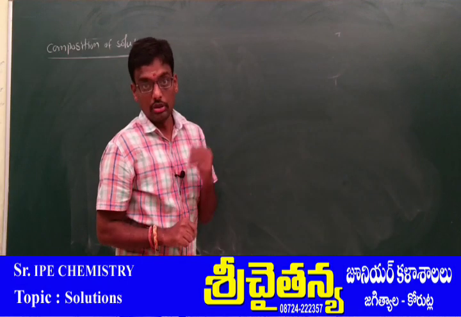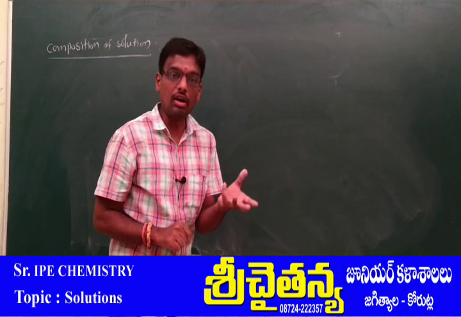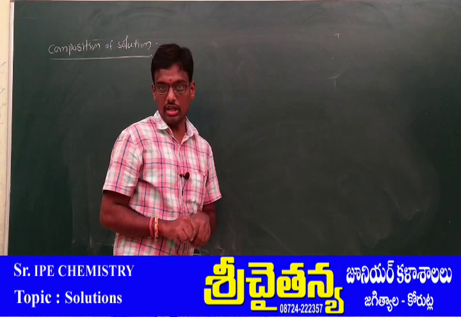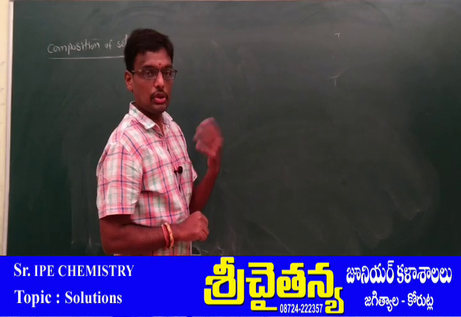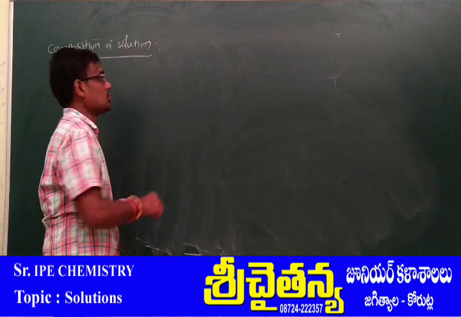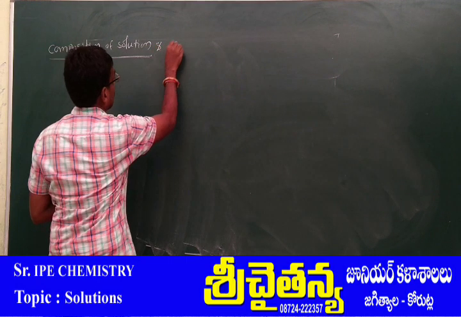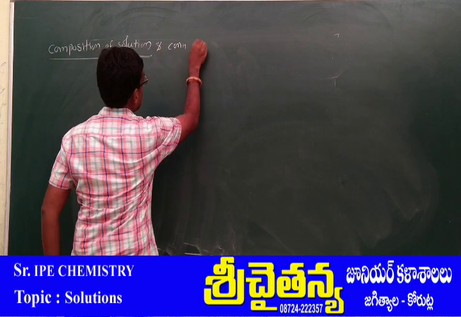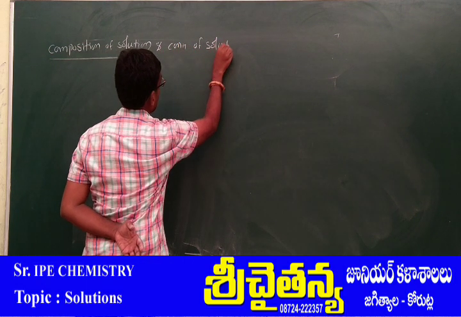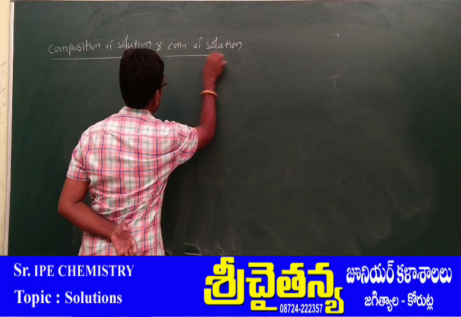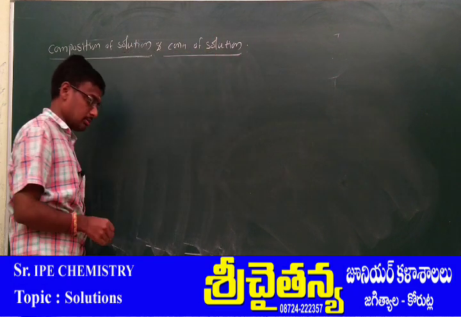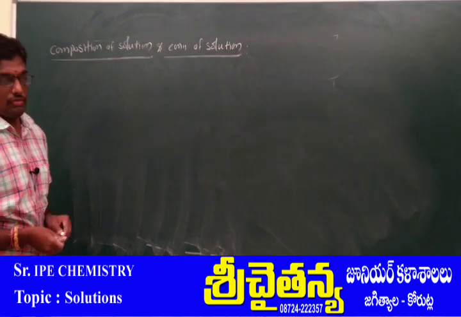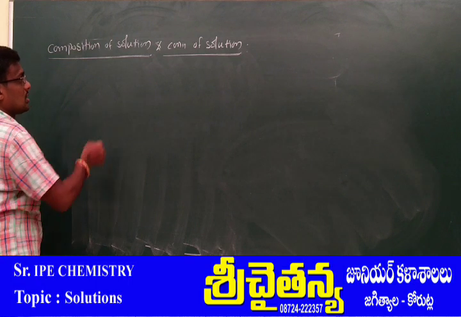The amount of solute dissolved in a given amount of solvent is nothing but the composition of solution and concentration of solution. Here it can be explained: composition of solution and concentration of solution.